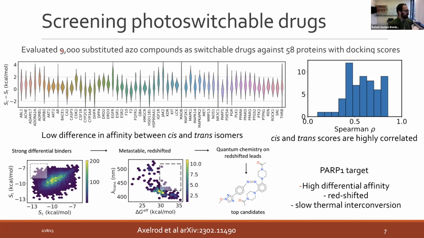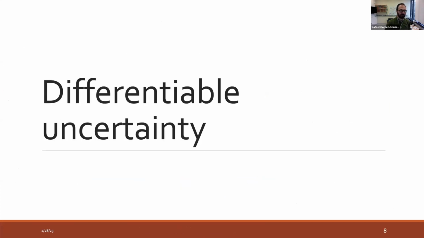So yes, I've got lots more neural network potential examples in our portfolio, but I want to start switching over to the differentiable theme, which I think is a good fit for today.